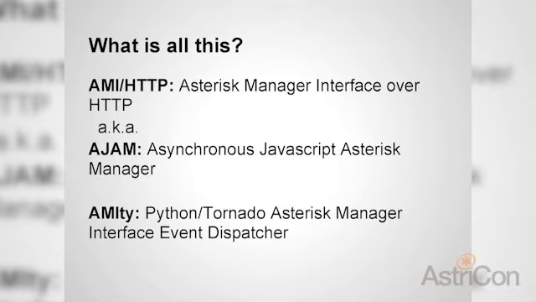So first off, what is all this? AMI HTTP. It's the Asterisk Manager Interface over HTTP. It's just a nice, friendly way of putting an HTTP server on top of what some of you might already know as the Asterisk Manager Interface, also known as AGAM. If that's not 100% correct, please tell me, Digium people, but it seems to be very much the same. And then Amity is our Python Tornado Asterisk Manager Interface event dispatcher. And I'm sorry for that title.